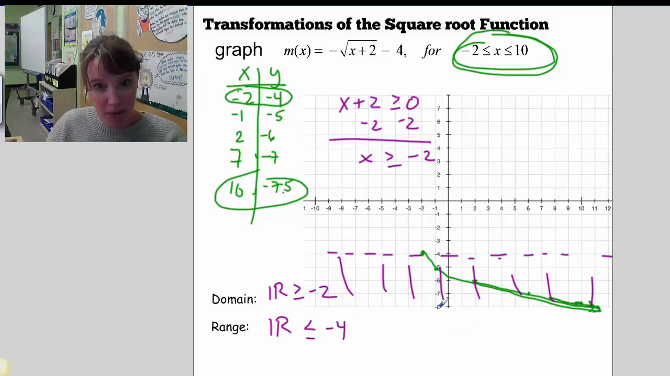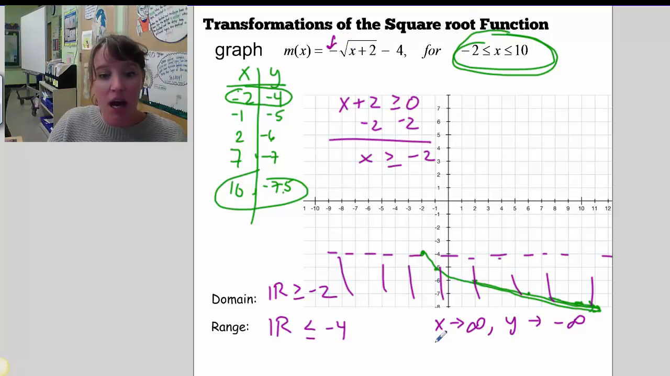And my end behavior is, as x goes to infinity, y goes to -infinity because it gets smaller and smaller because of the reflection that's going on outside here. And again, as x goes to -infinity, y is undefined. So that remains the same.